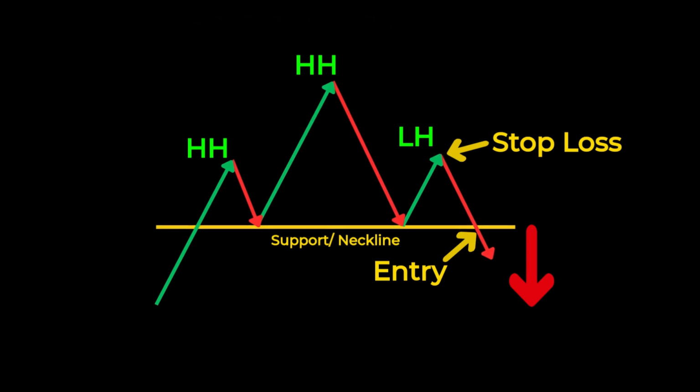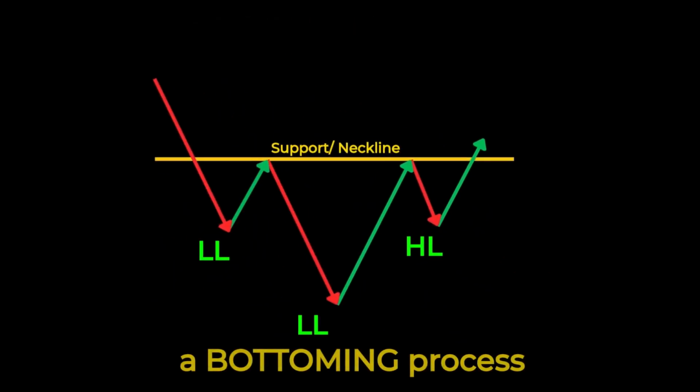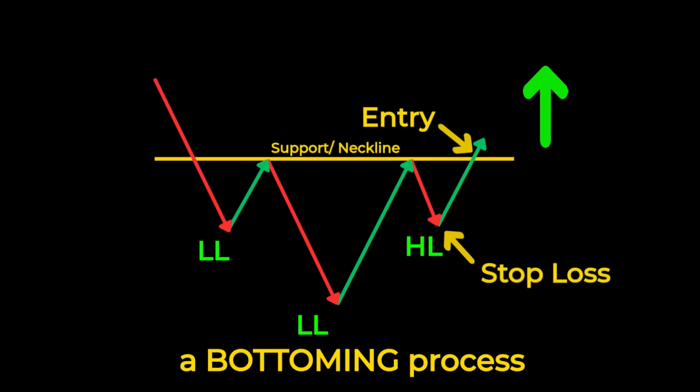Inverse head and shoulder is essentially the flipping image of head and shoulder to the downside. It is a bottoming process. The pattern is confirmed when the price breaks above the neckline. This signals trend reversal to the upside. The best entry point is here. Stop loss is placed just below the last swing low before the breakout in a lower time frame.